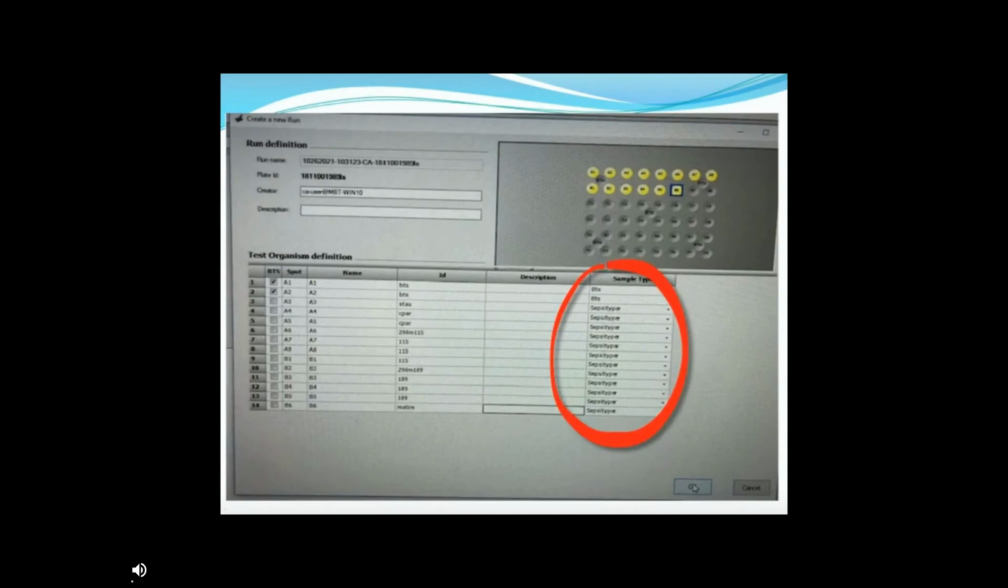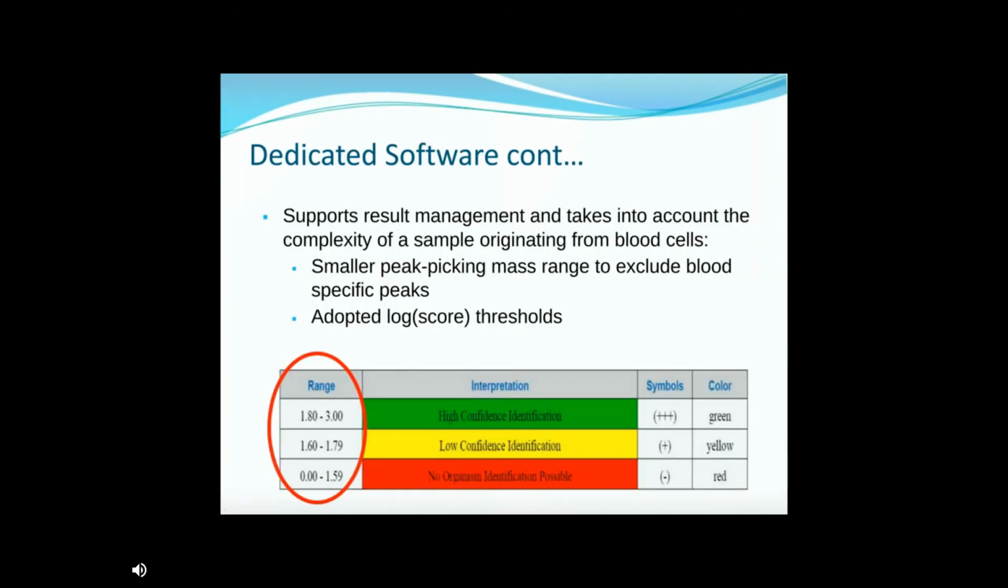So here's the scoring that I was just speaking of. As you can see, a high confidence identification is a 1.8 to a 3.0. We will see a color green on the screen. A 1.6 to a 1.79 is low confidence, and then anything below 1.6, we really don't take that into consideration at all. So what ends up happening is as long as we get that 1.8 or higher, we can report that organism out.